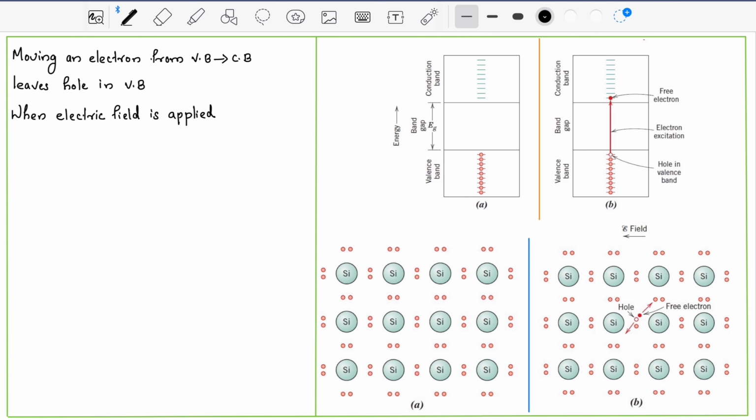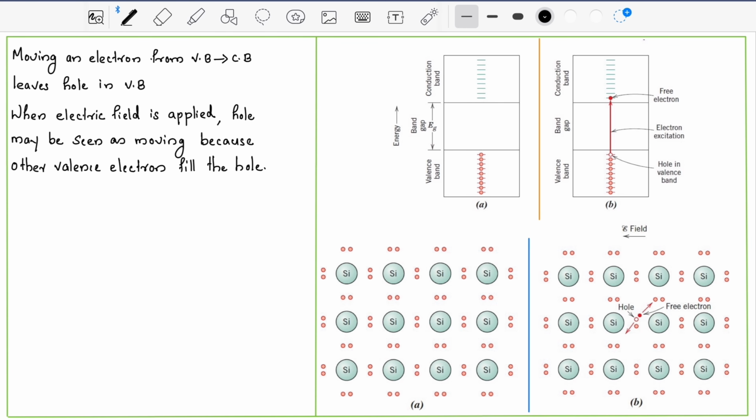When you apply an electric field, what happens? The hole may be seen as moving. When you apply an electric field, the hole may be seen as moving because other valence electrons in the valence band will fill the hole.